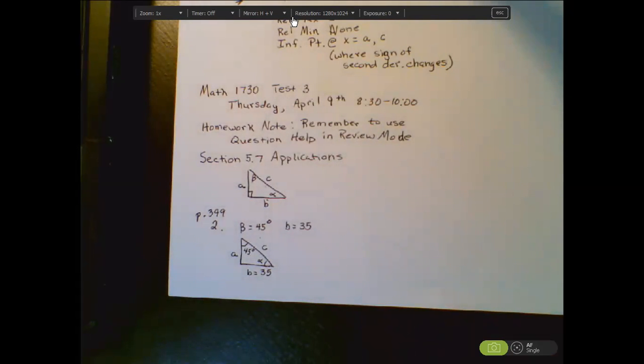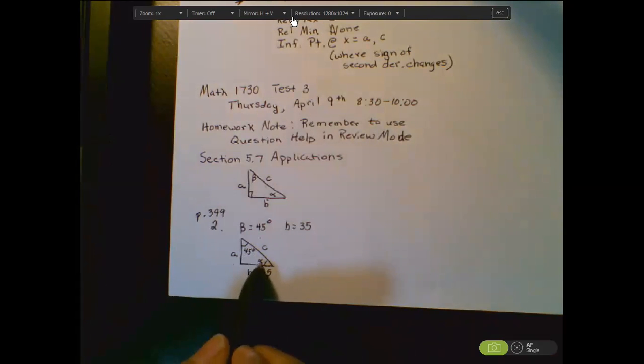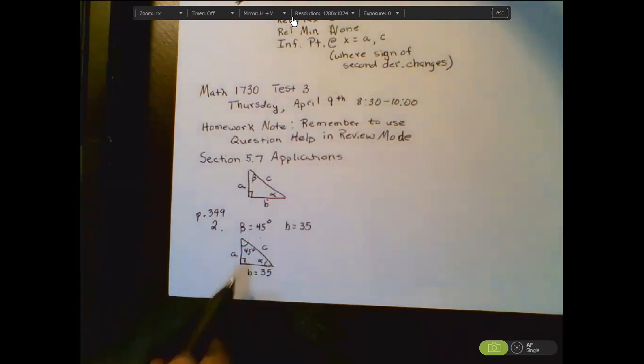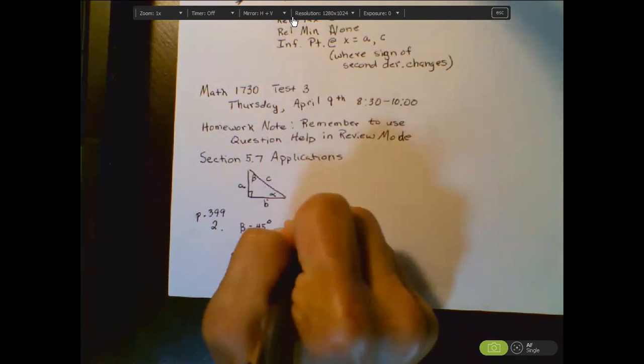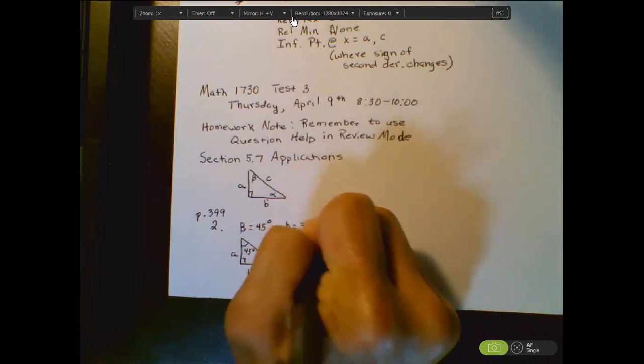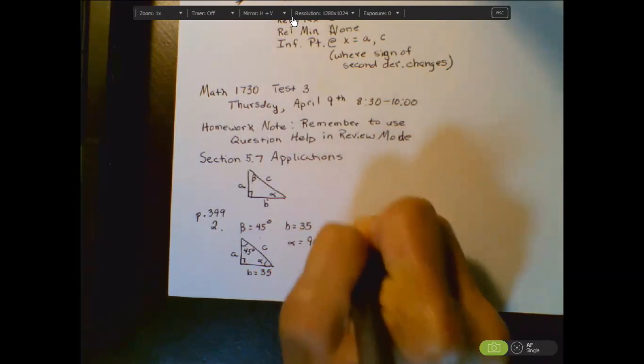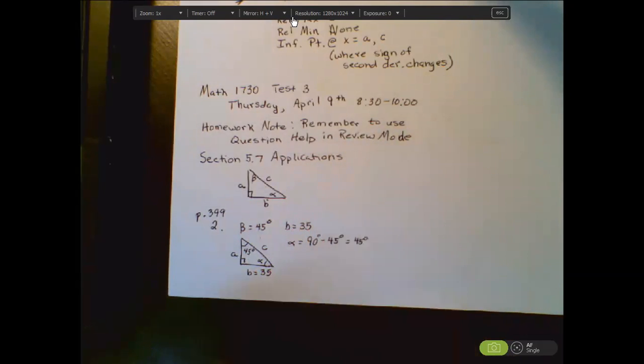Can't you just say 90 plus 45 and then subtract that by 180? Yeah, either you can say the sum of all three angles has to add up to 180, or since you know this one's a right angle, you could say these two have to add up to 90. So either one of those things will work, but alpha is 90 minus 45, which means alpha is a 45-degree angle also.